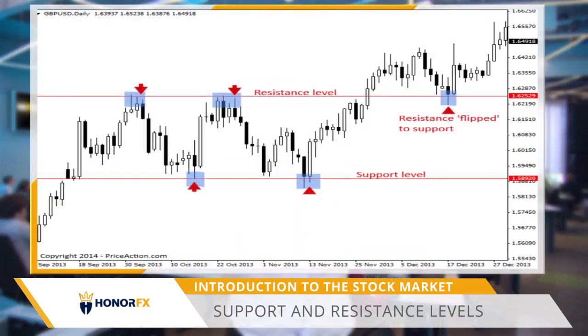In the chart, we see an example of support and resistance levels containing price within a trading range. Note that in the chart, price eventually broke up and out of the trading range, moving above the resistance level. Then when it came back down and tested the old resistance level, it held price and acted as support.